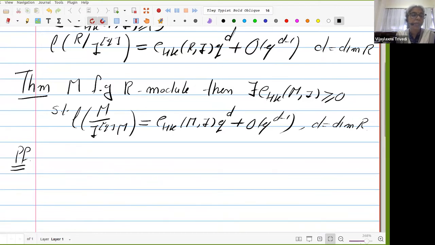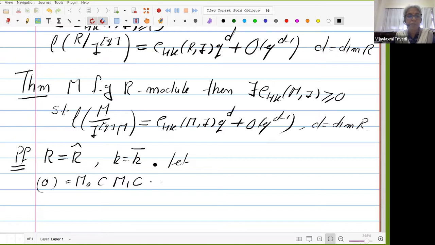We have all the ingredients to prove the result now. So what we'll do, again, you can assume R is a complete local ring and K is a residue field which is algebraically closed. Then consider the prime filtration. So let 0 = M_0 ⊂ M_1 ⊂ ... ⊂ M be a prime filtration of M.